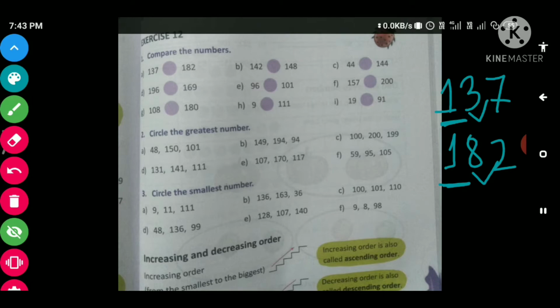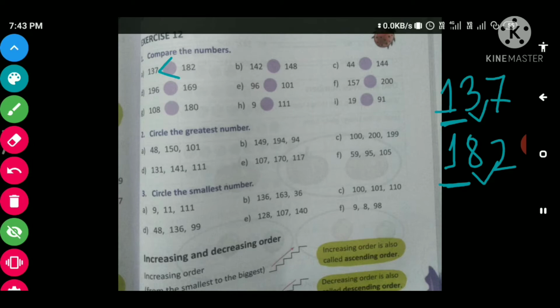So we'll see the tens place. See, 3 is there and 8 is there. We know that 8 is greater than 3. So which number is the greater one? 182 will be the greater number. So we'll give the sign towards 182.